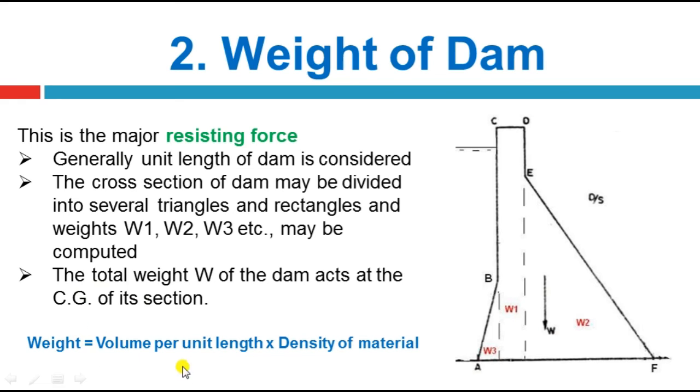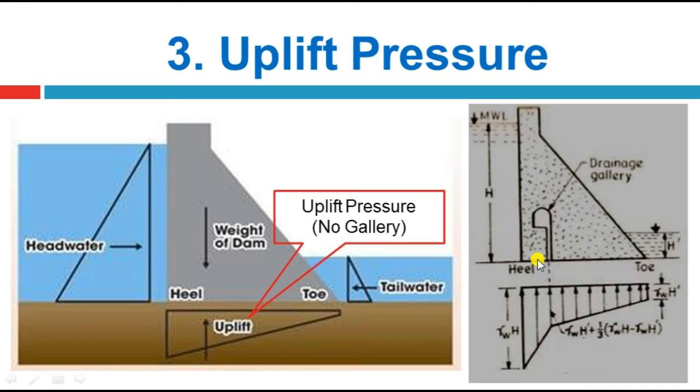So weight is equal to volume per unit length multiplied by the density of the material. We have to select the density of the material which we use during the construction of the dam.